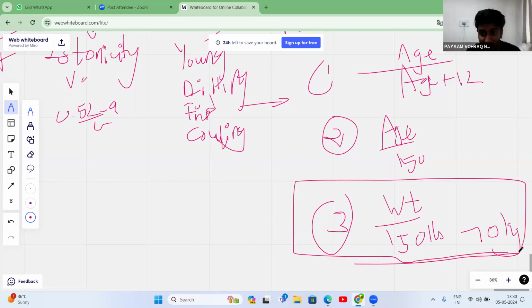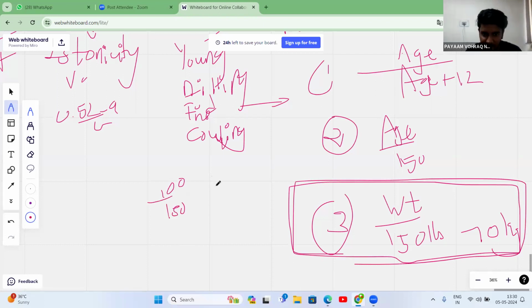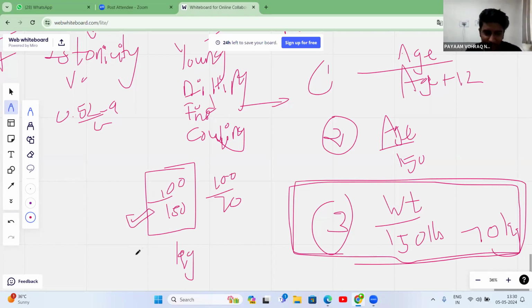So if you know this, this was asked in the exam and the options had both answers. Suppose it was 100 divided by 150 and 100 divided by 70, so the options had both, and the units in the options were in kgs. So one of my friends calculated by dividing by 150 and he got one of the answers, suppose 0.1 kg, so he got 0.1 kg as the right answer.